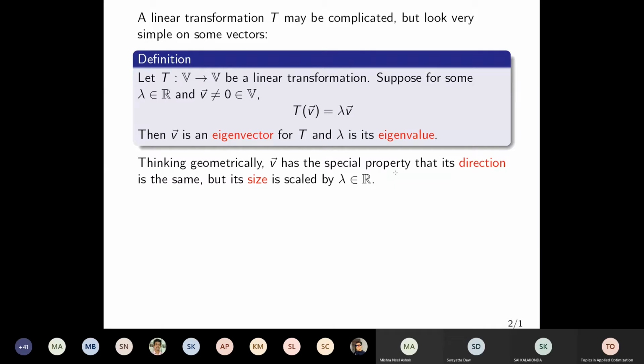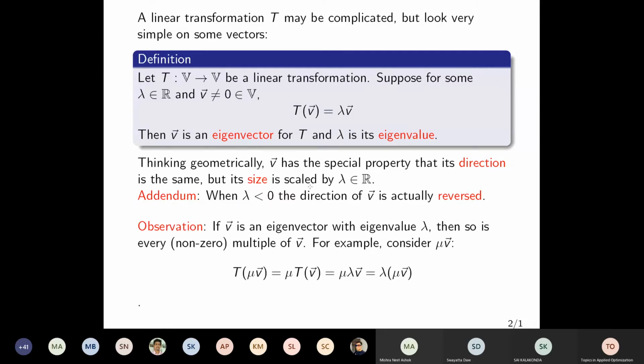So v has a special property, that's what I said: its direction is the same, but only the size is changed. Direction can be opposite if lambda becomes negative. That's fine, we call it the same direction. Going in the other direction is also considered the same direction in our vector concept. That's why it's saying the direction is the same, but a vector can go this way also if I multiply by -1, right? So lambda less than 0. That's what it's trying to say here also.